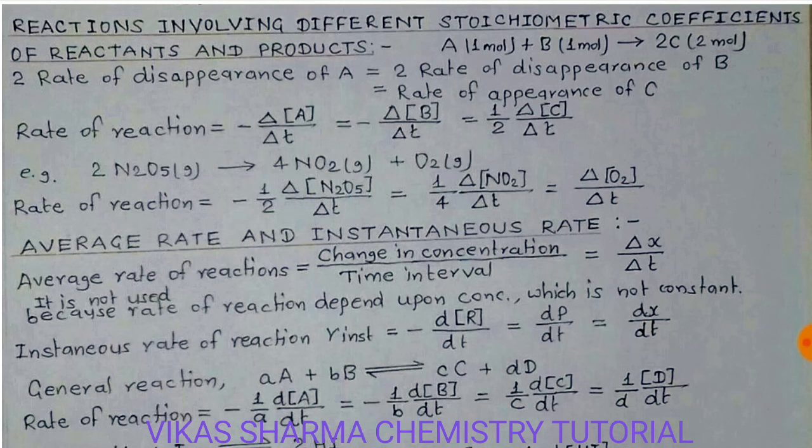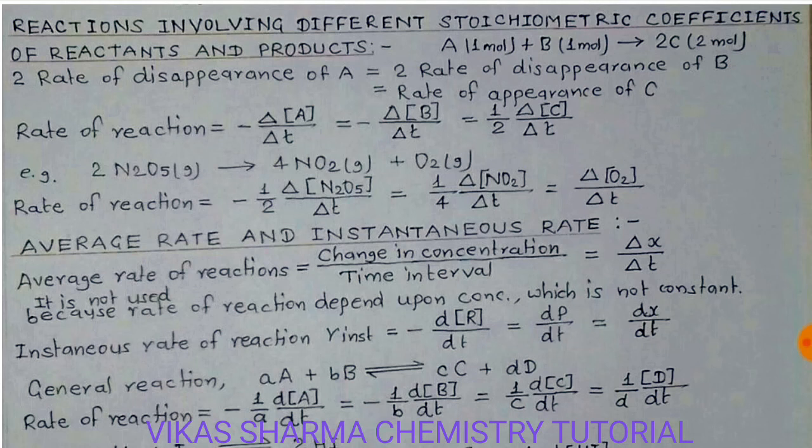Student, every reaction does not have just an average rate, so we take an instantaneous rate. Average rate of reaction is always the change in concentration divided by the time interval. For example, if the reactant is X, then delta X divided by delta t. It is not used because the rate of reaction depends upon concentration, which is not constant. So we take another definition, which is known as instantaneous rate.